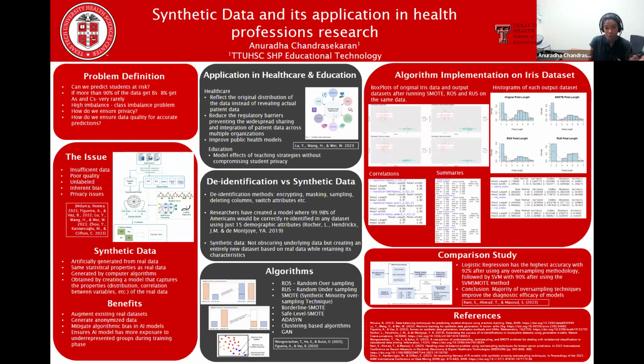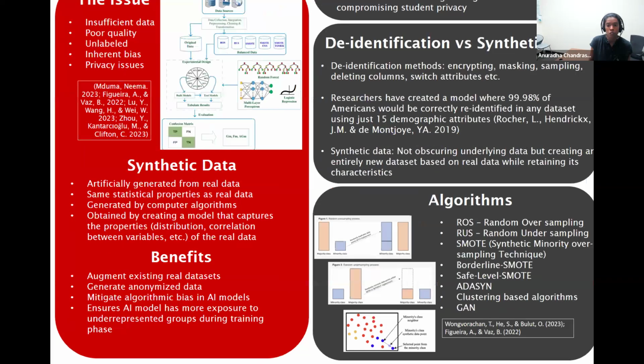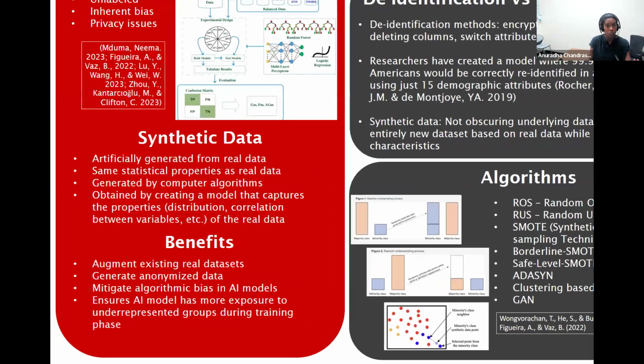And it's obtained by creating a model that captures the statistical properties. So we're talking distribution, correlation between variables, all of that. So you capture all of that, you keep the same statistical properties, but it's generated by computer algorithms. And so what could be the benefits, right? The benefits could augment existing data sets. So you have a data set, you have severely underrepresented data points, and this could help augment those.